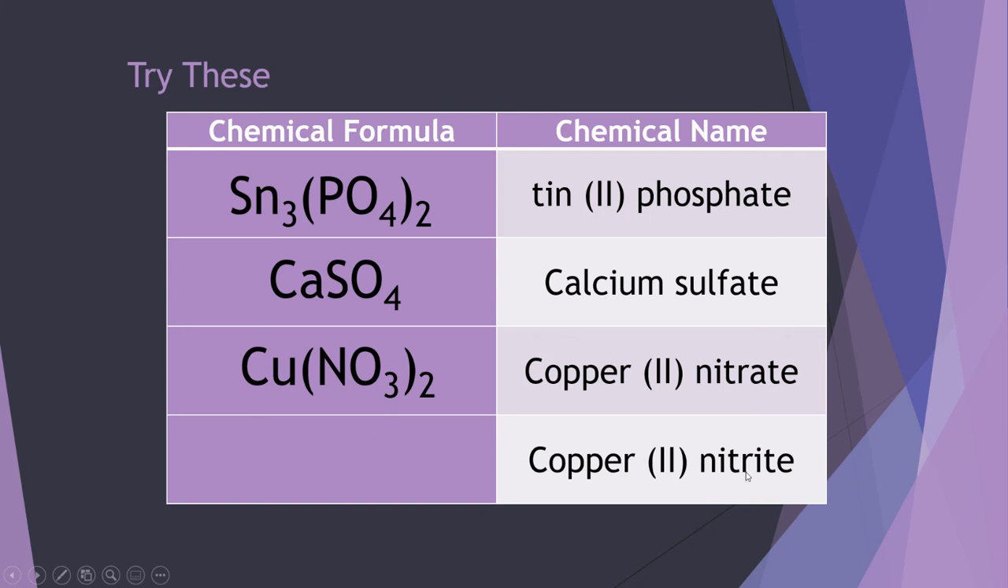Copper 2 nitrite. Nitrite has a formula of NO2. It's got a charge of -1. When we crisscross these, the 2 comes down under nitrite, the 1 comes down under copper. So we've got Cu(NO2)2.